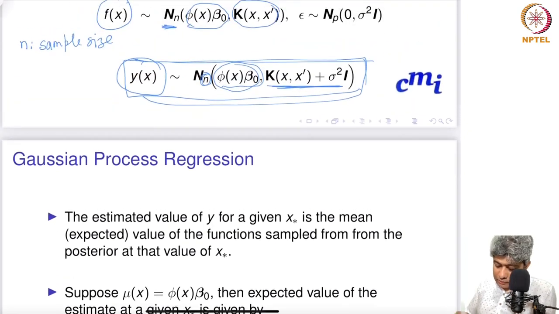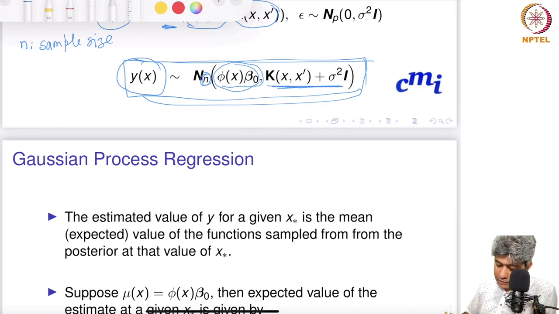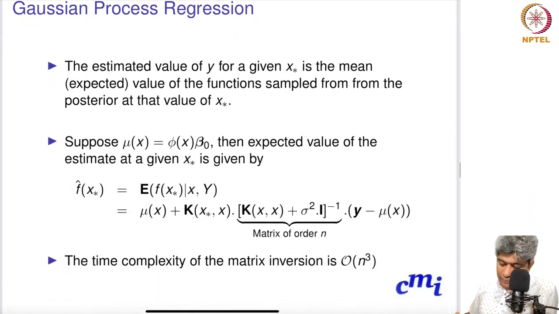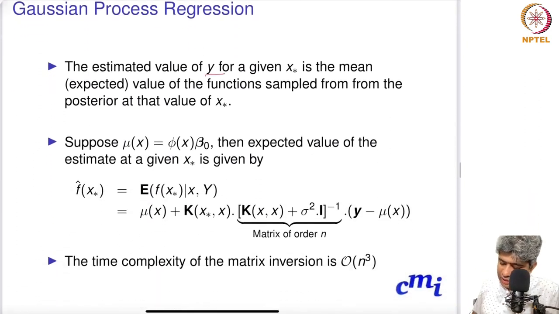Okay, so this is my likelihood function. Let me write it down, sort of likelihood model. So this is actually our likelihood model. And then the estimated value of y given a new point x star is the expected value of the function sampled from the posterior at the value of x star.